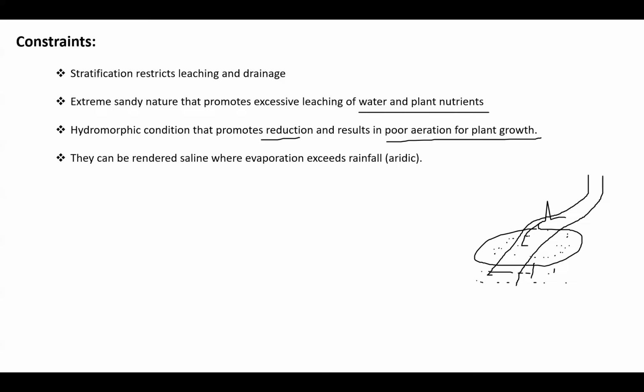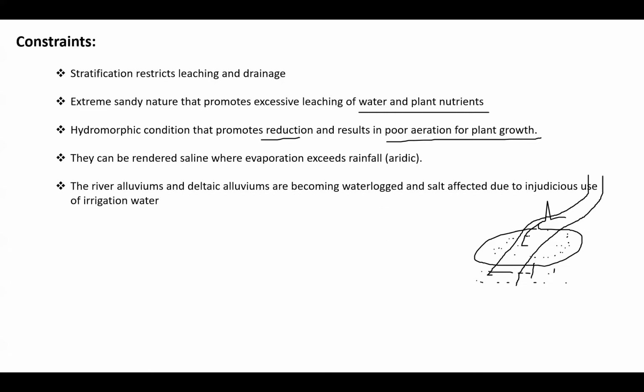Ultimately, this evaporation happens due to temperature. Due to heavy temperature and local climatic conditions, salts are deposited, and we end up with saline soil conditions. Another important thing is that river alluviums and delta alluviums are becoming waterlogged. Yes, there is severe waterlogging, and the soils are salt affected due to the injudicious use of irrigation water. Especially in southern states of India, we can see this issue.